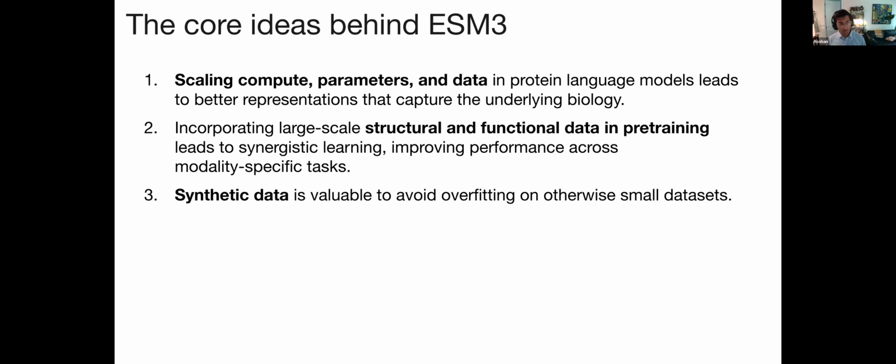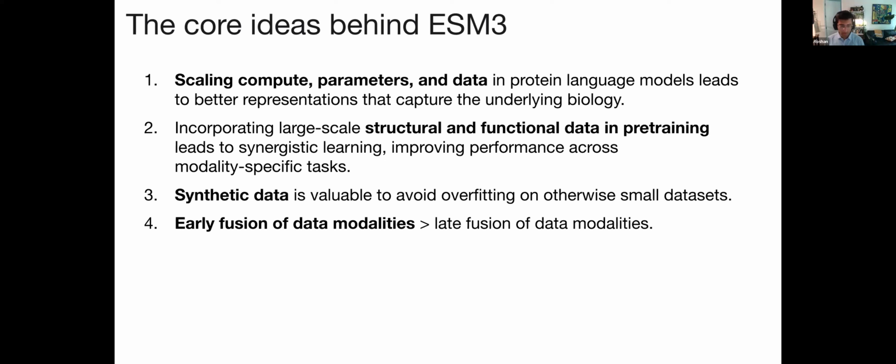The third point we were looking at is the idea of synthetic data. Synthetic data has been explored in these models for some time. AlphaFold 2 first used a large amount of synthetic structure data to do self-distillation. But ESM3 takes it to a very different level, training on a very, very large set of synthetic data across multiple modalities.